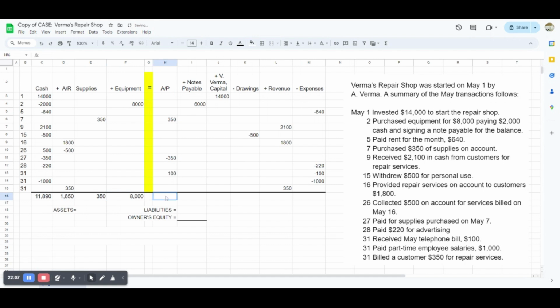Now we're going to do the same thing on this side. 350 minus 350 plus 100 is 100. 6,000 is just 6,000. The capital is just 14,000. Drawings is negative 500.